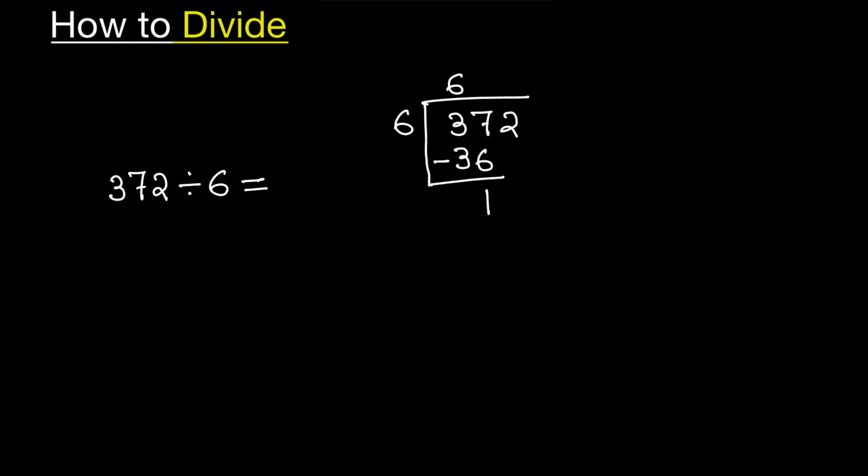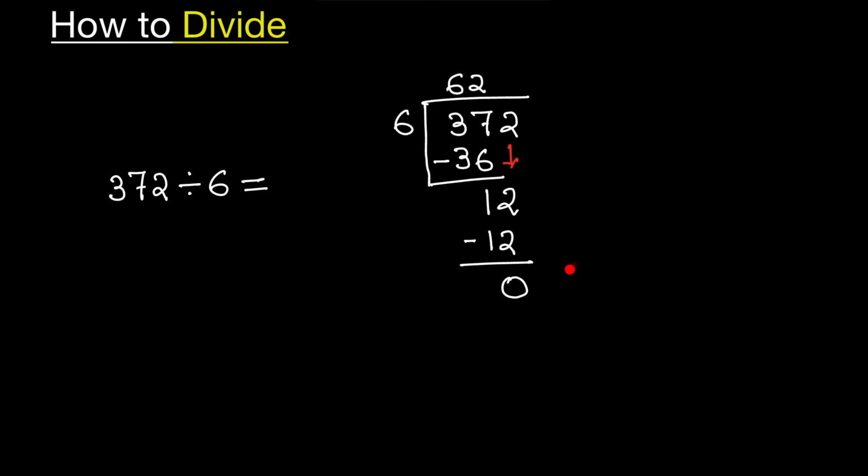Now again, this 1 is less than 6. That is why we need to bring down this adjacent 2 here. And we know that 6 times 2 is equal to 12. Subtract, we get 0.